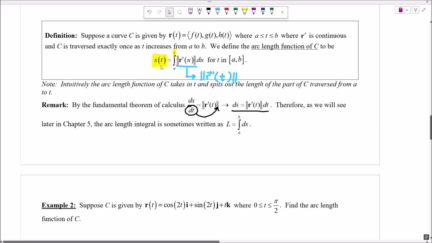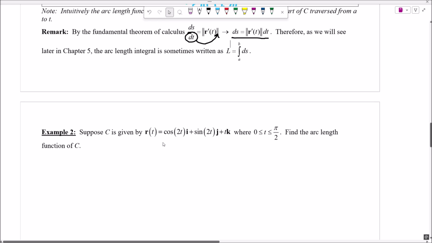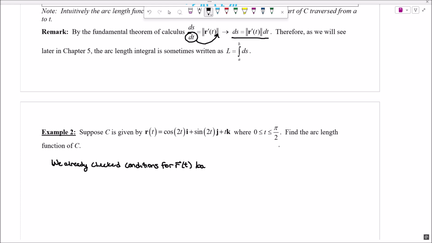We want to start to get comfortable utilizing this arc length function and building it. So let's take a look here at example number 2. I'm going to deal with the same helix type function that we had before over the same interval, and I just want to find the arc length function. So the first thing that I'll note here is that I don't really have to go check any conditions because I already checked them back in example 1. So I'll state that here. We already checked conditions for r of t back on example 1.